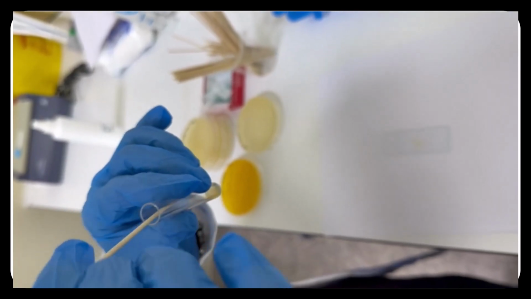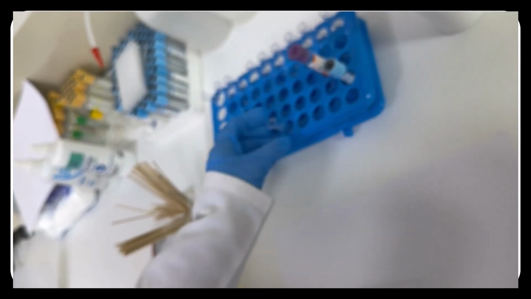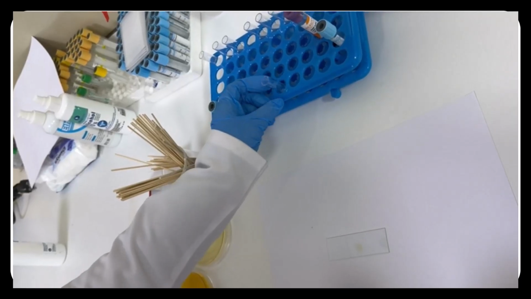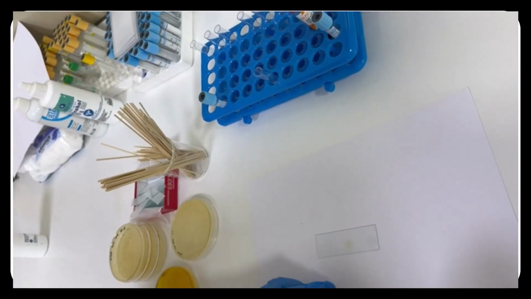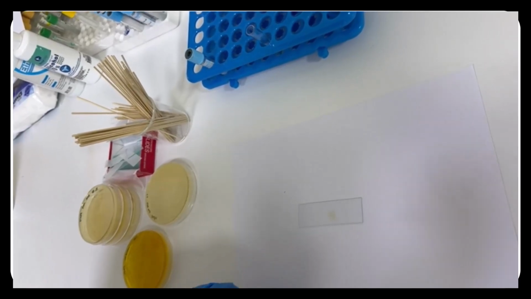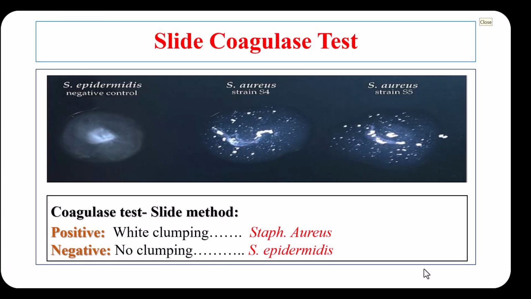After that, we observe the result. If a clot is formed, it indicates the positive result. If there is no clot, it indicates the negative result. Both of them are simple methods, but the tube method requires more time, while the slide method takes a very short time. And in this slide, we can observe the result of the slide method coagulase test.